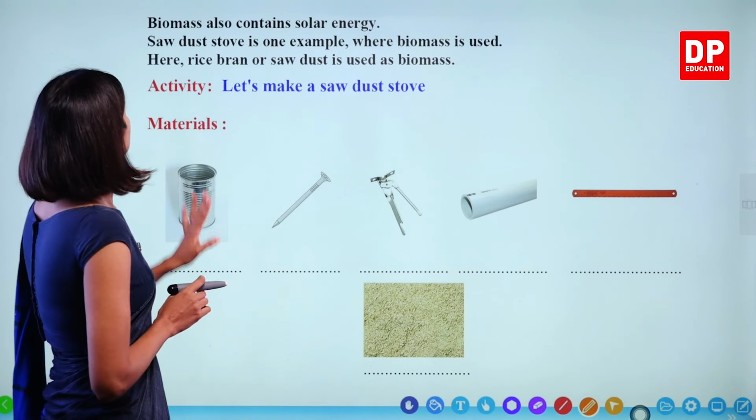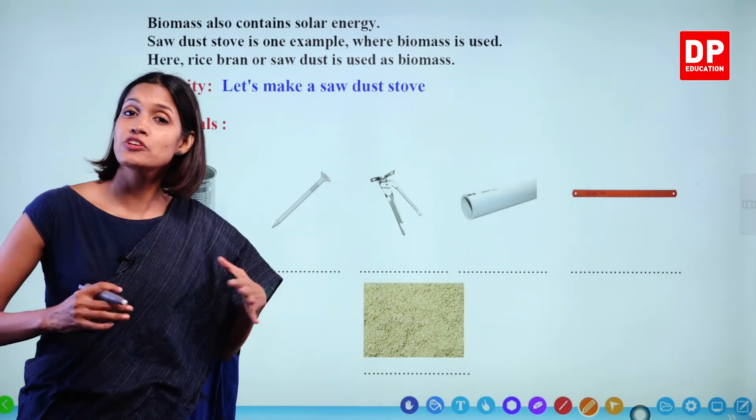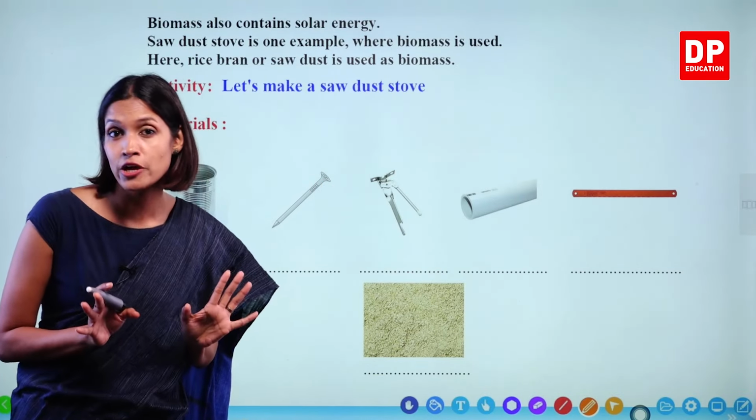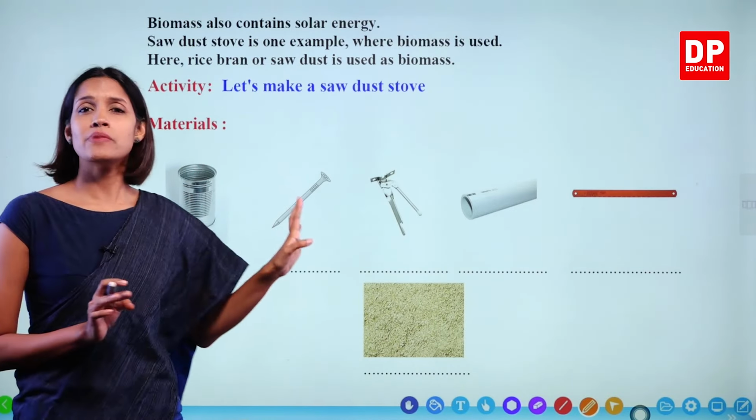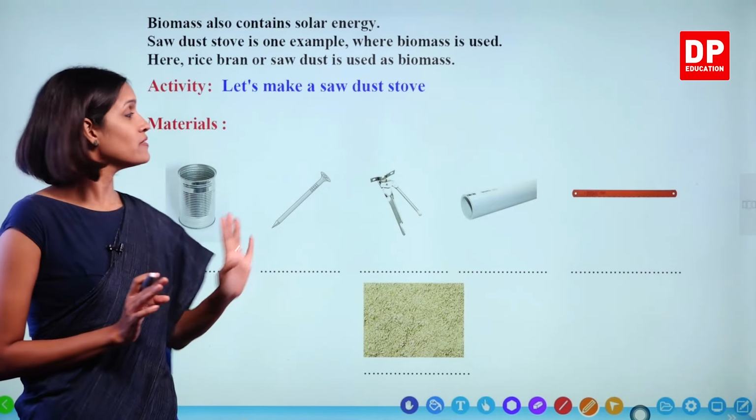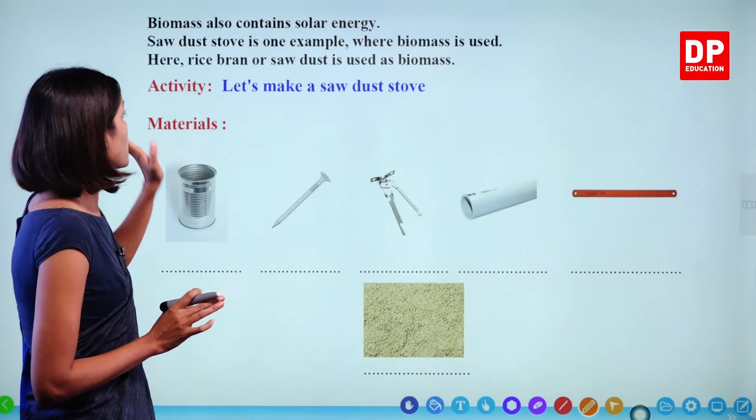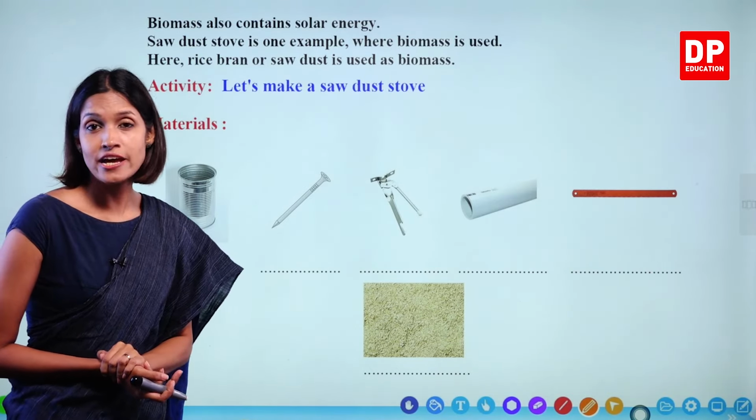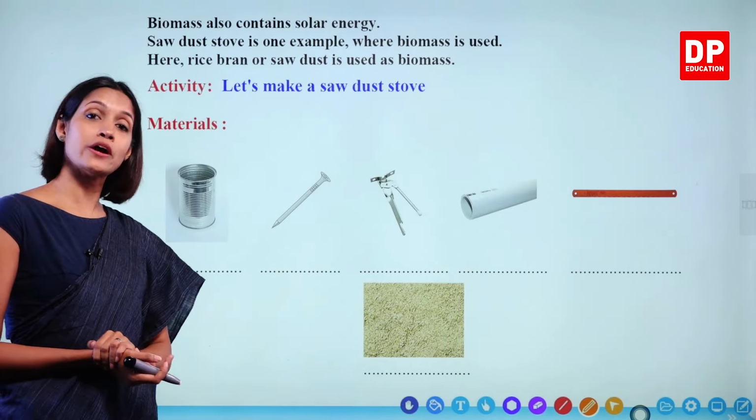Right, children. So biomass also contains solar energy. I explained how this solar energy becomes the type of energy contained in biomass. Okay. So the sawdust stove is one example. Remember, I told you I am going to show you how to make a sawdust stove, right? We are going to do that activity now. So the sawdust stove is one example where biomass is used. Sawdust is a type of biomass. Here, rice bran or sawdust is used as biomass.